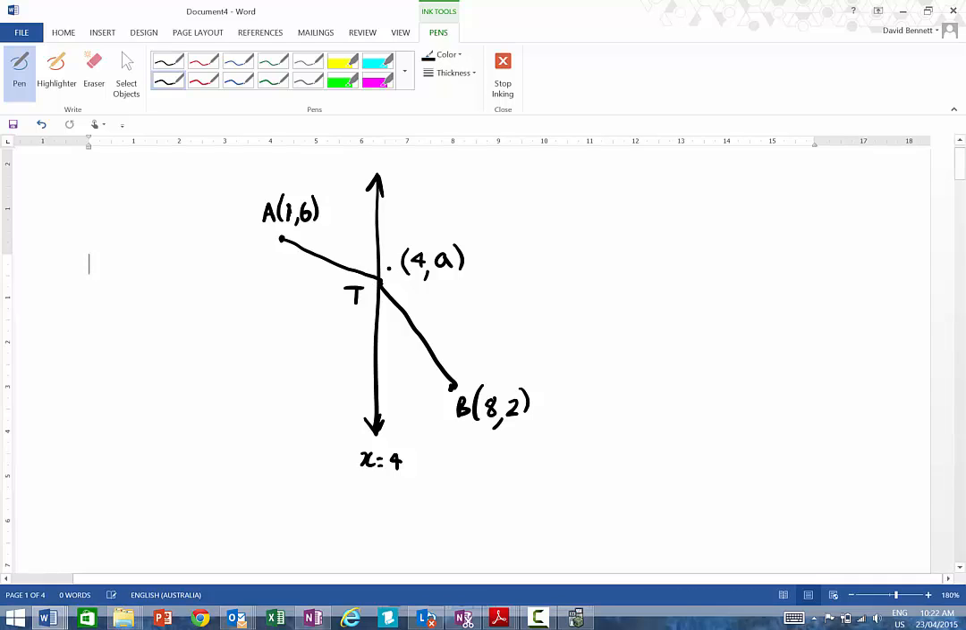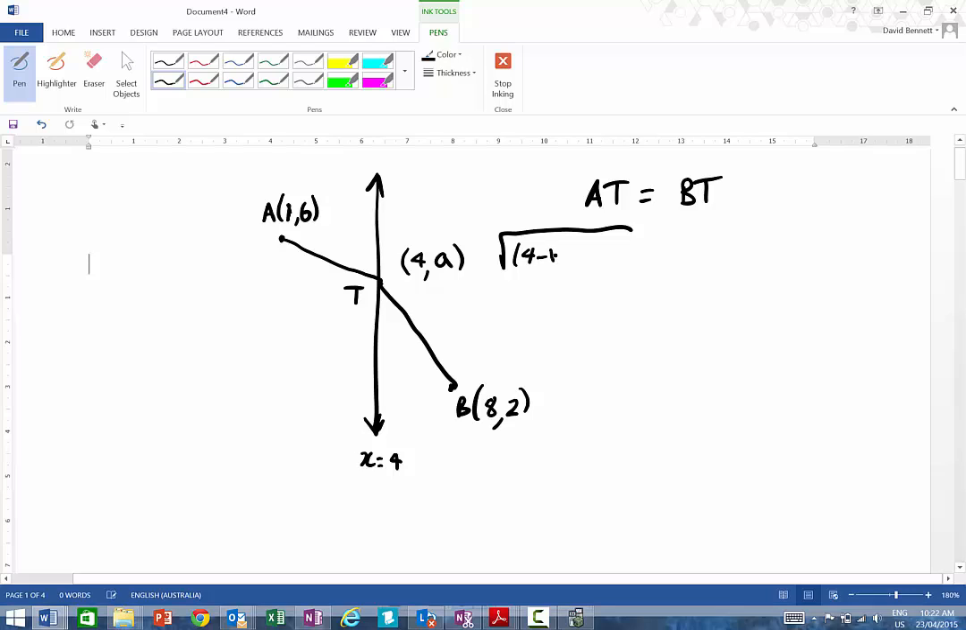Now, obviously for that to be fair, what we need to say is the distance of AT would have to be the same as BT. So if we made those two things equal, then the people at B and A would basically pay the same amount, wouldn't they? So to actually work this out, what we need to do is use the distance formula.